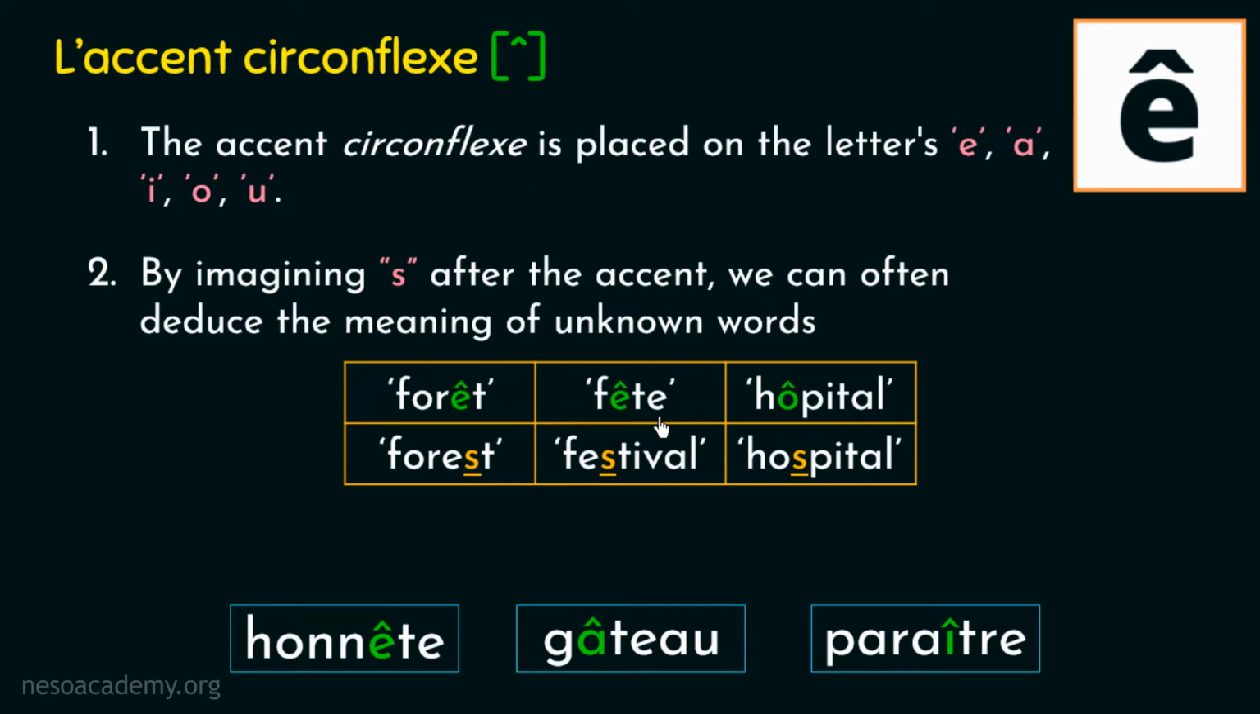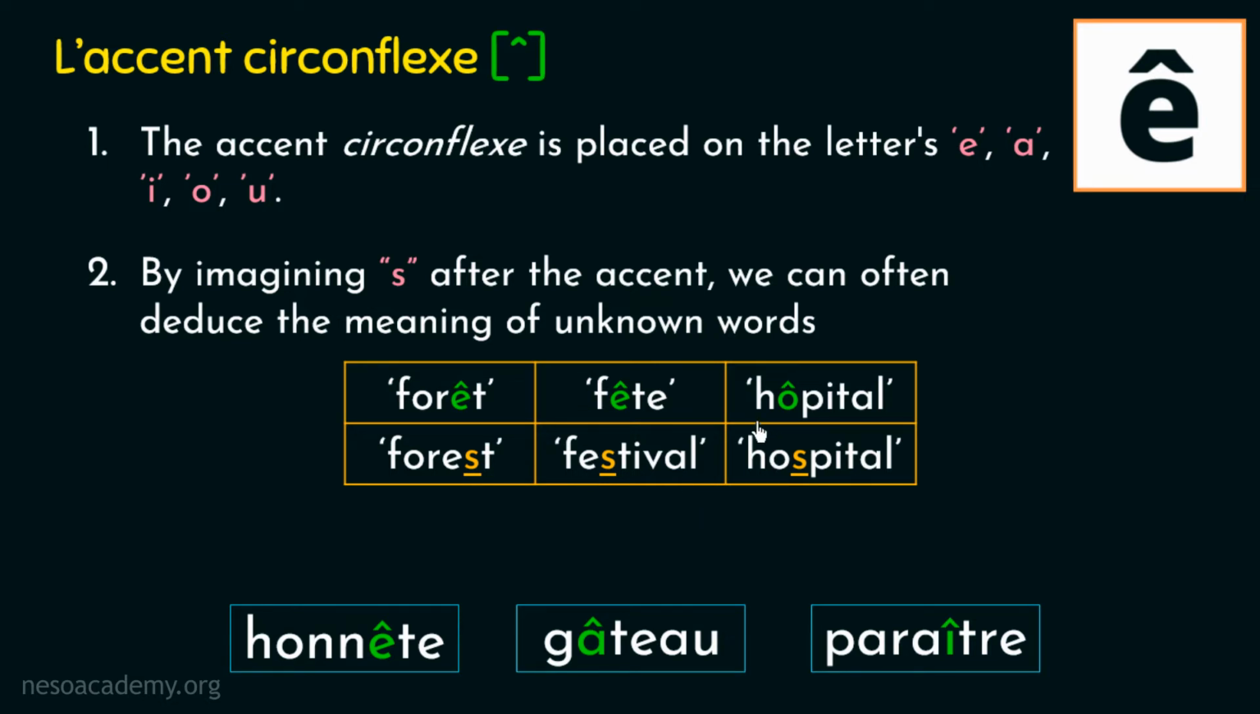So in this example also we will imagine an S after the accent circonflexe, right? So here we have the accent circonflexe in this word. And after imagining an S after this accent circonflexe, we will get fest, or we can say festival. So the meaning of this French word fête is festival.